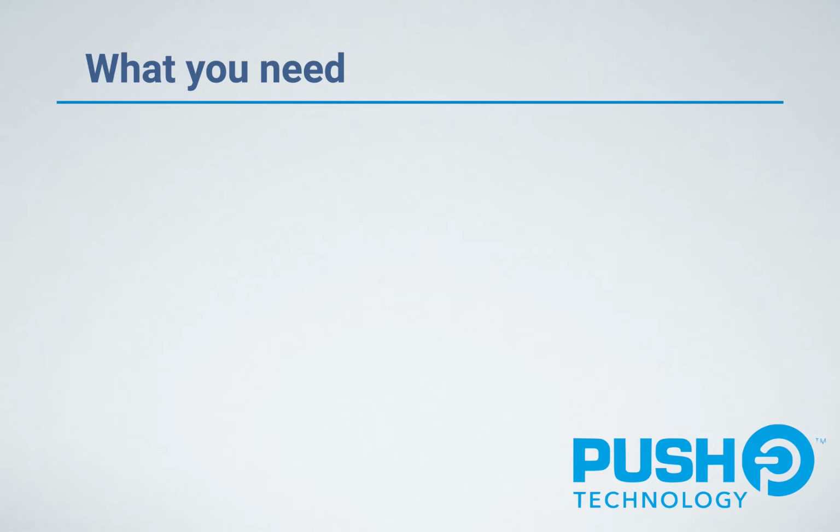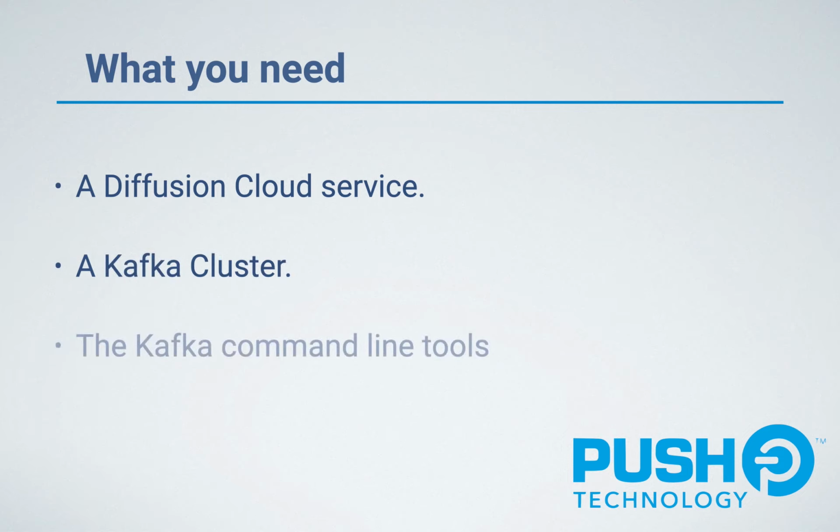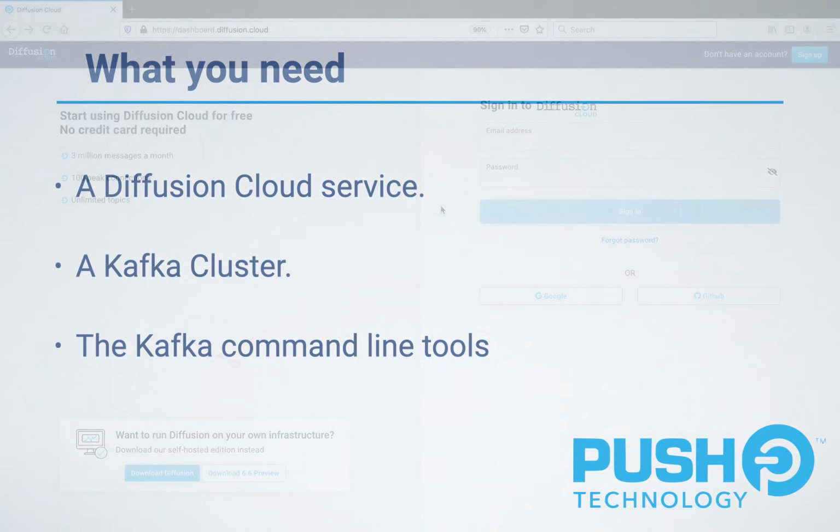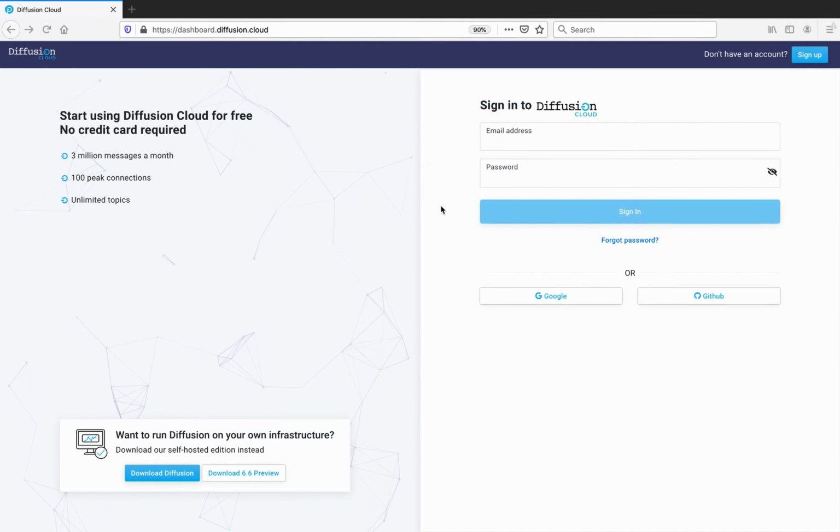To get the most from this, you will need a Diffusion Cloud service, and you can get one for free at diffusion.cloud, a Kafka cluster, and the Kafka command line tools. Let's start with Kafka to Diffusion first. Let's see the adapter in action.